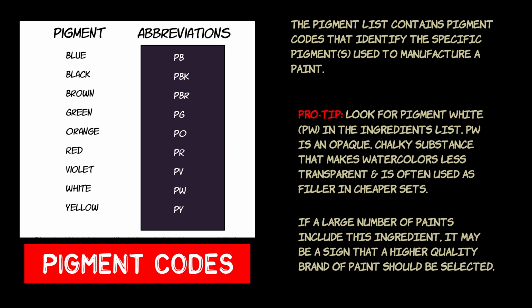Pro tip: look for pigment white, PW, in the ingredients list. PW is an opaque, chalky substance that makes watercolors less transparent and is often used as filler in cheaper sets. If a large number of paints include this ingredient, it may be a sign that a higher quality brand of paint should be selected.